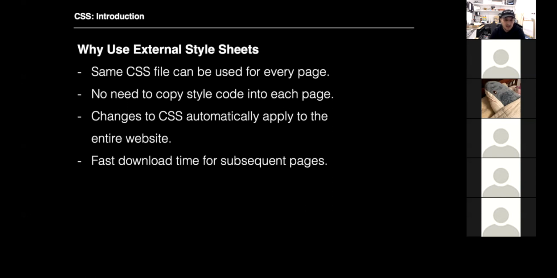So here we kind of already talked about this, but this is just why we use external CSS style sheets rather than internal or inline. So it's the same CSS file. It's used on every single page. So if you make changes, it's going to be applied to every single page. No need to copy any styles from one page to the next because it's all linked to one document. Changes to CSS automatically are applied across the entire website because, again, it's one document linked to all those web pages.